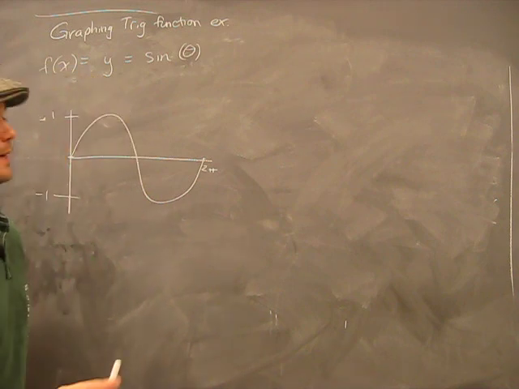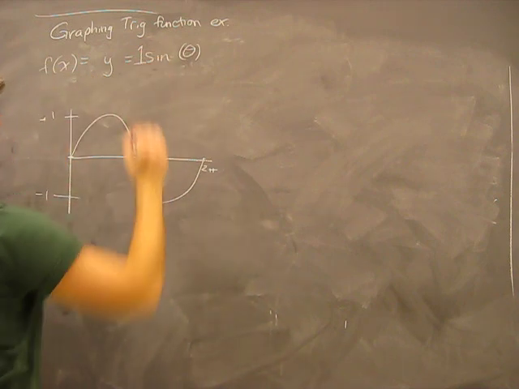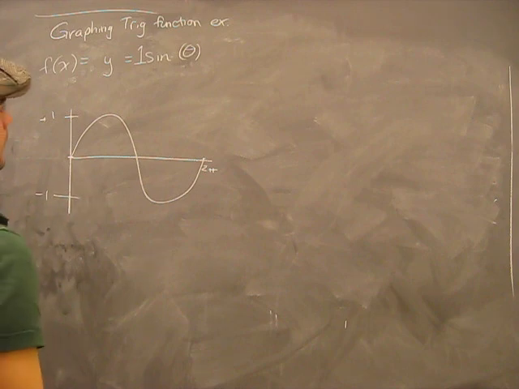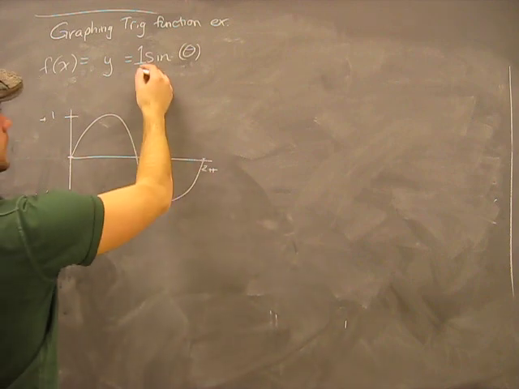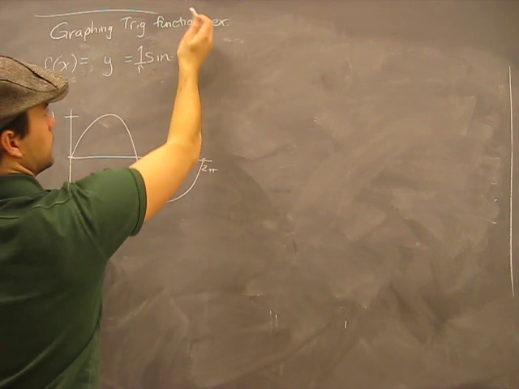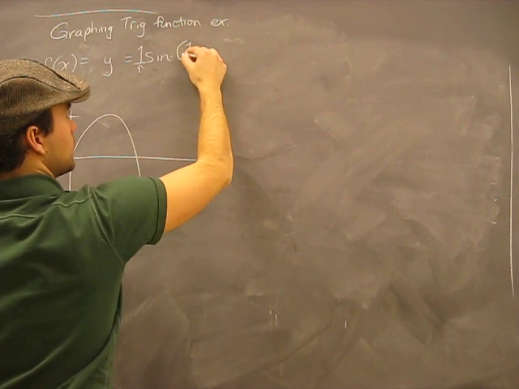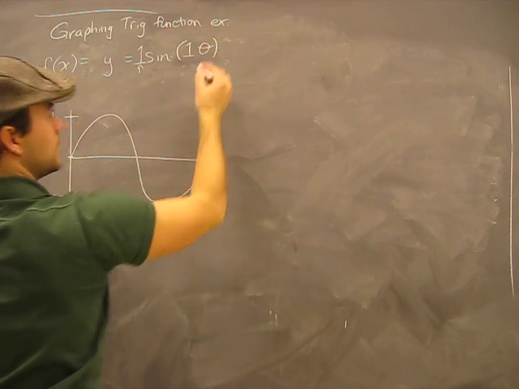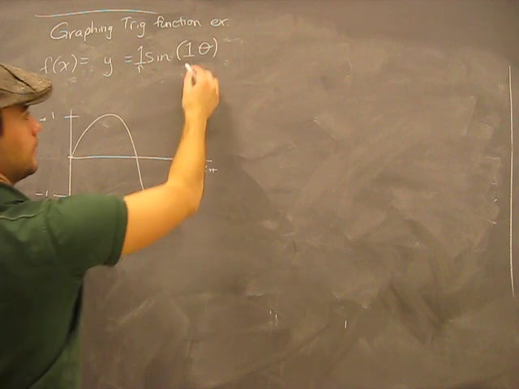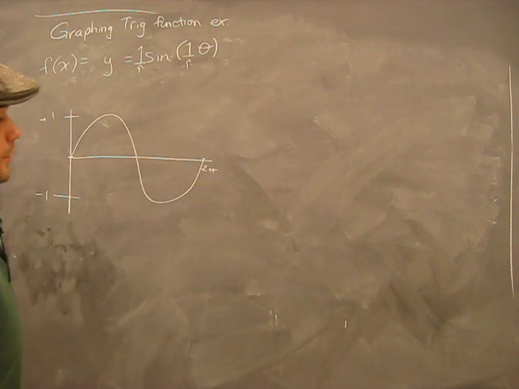We'll look at a couple types of things here. This is 1 sine theta. There's two things we can do. We can change this number or change this number. That's not 10, that just says 1 theta. We can just change one of those numbers.